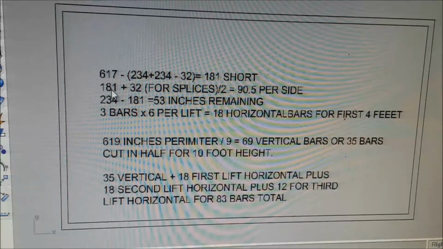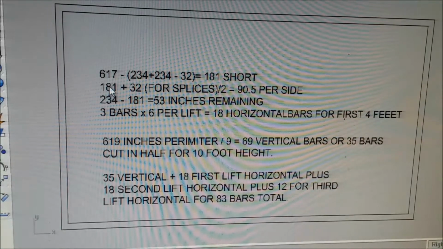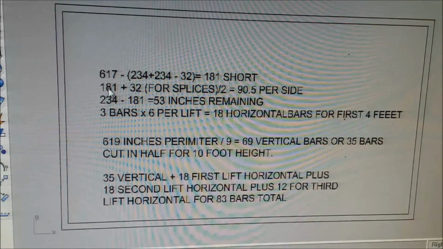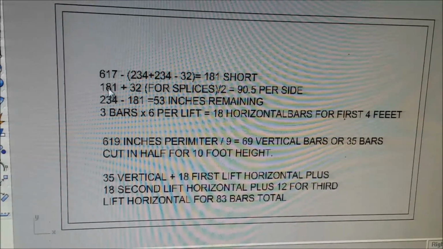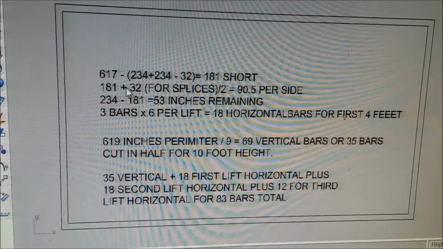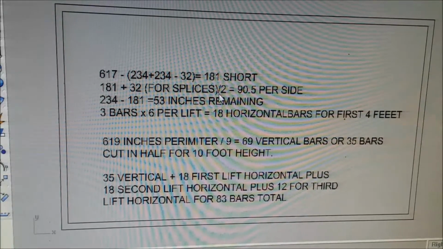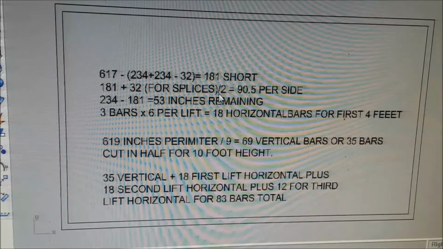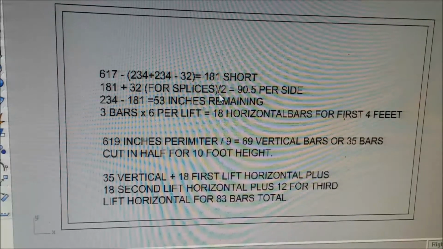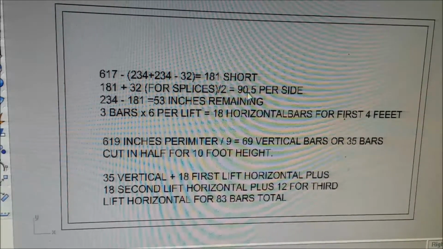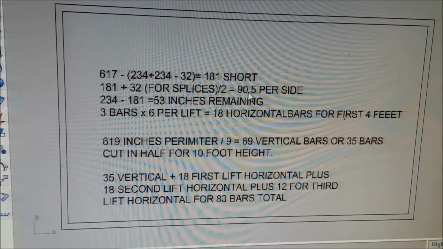So it's the 181 inches that we need more, plus the 32 for the splices, and we divide that by 2 so this thing is symmetrical when we put it together. Makes it easier on the guys. We need 90.5 inches to the side.